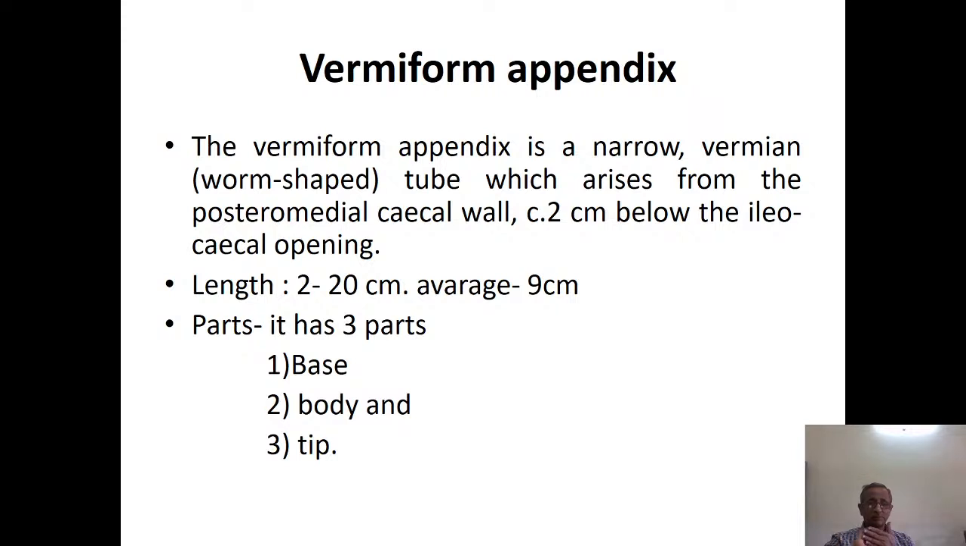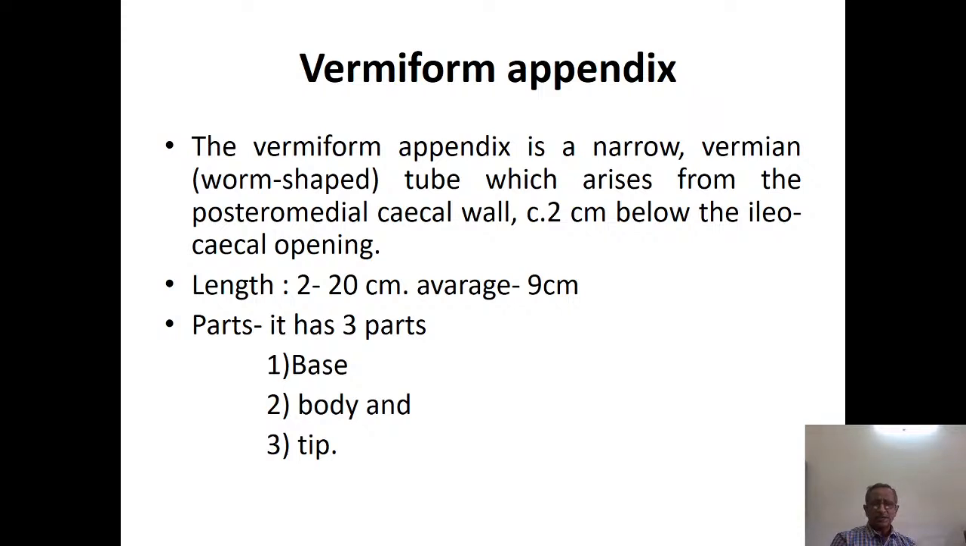And then types of the cecum. Cecum are of 4 types: the fetal type, the infantile type, the normal, and the exaggerated. We have seen the figures. And now we go to the vermiform appendix.